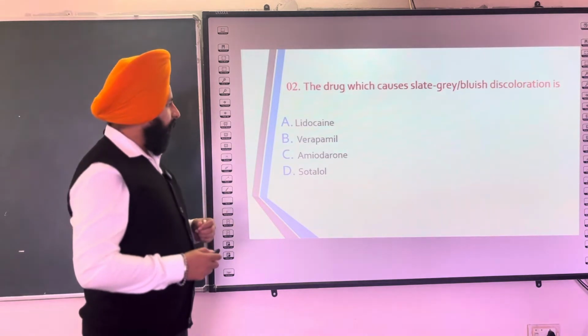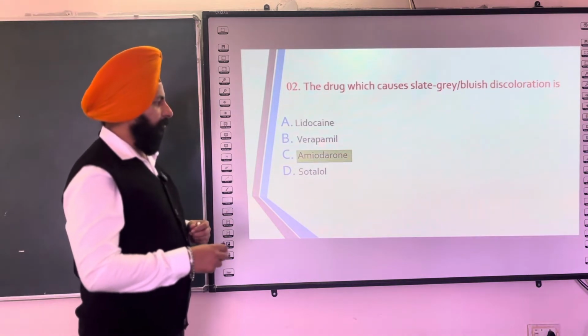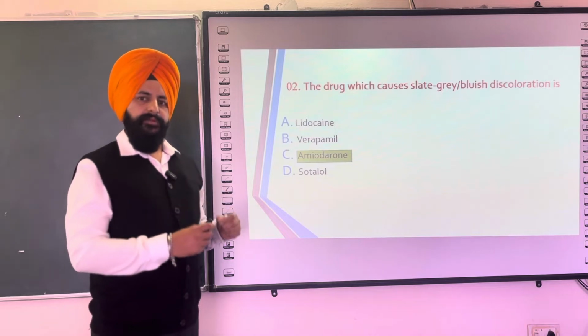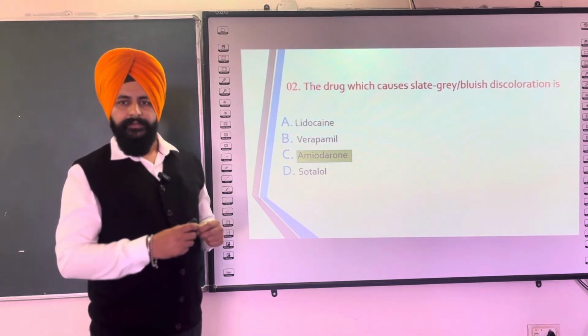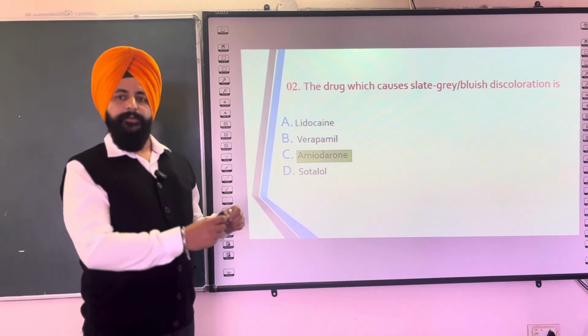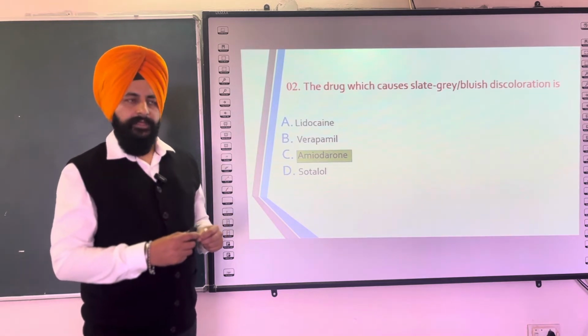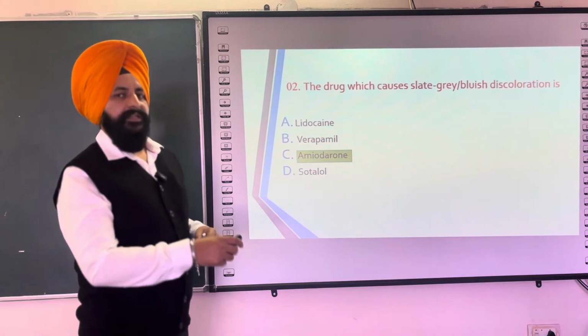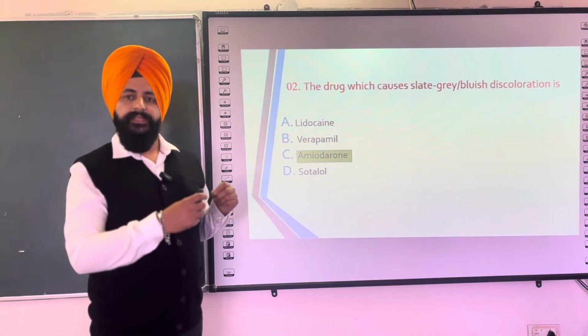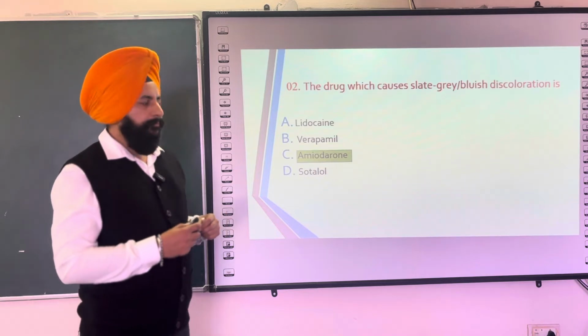The correct answer for this question is amiodarone, because the amiodarone drug contains an iodine component, and due to the presence of iodine in the structure of amiodarone, it provides slate grayish blue discoloration to the skin as well as to the other body parts.